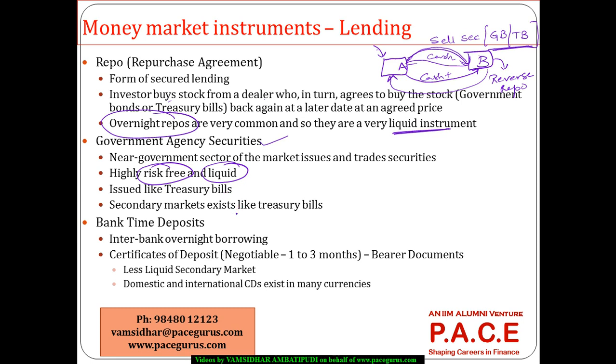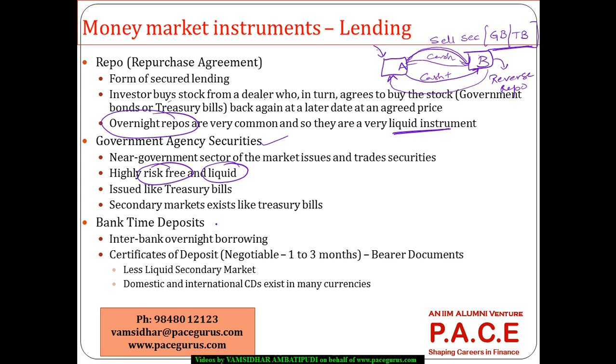And even their issue process and secondary market are more or less similar to treasury bills, but because they are not entirely government, the risk involved in them is slightly higher compared to traditional treasury bills. But that risk should be much lesser compared to that of a commercial paper.